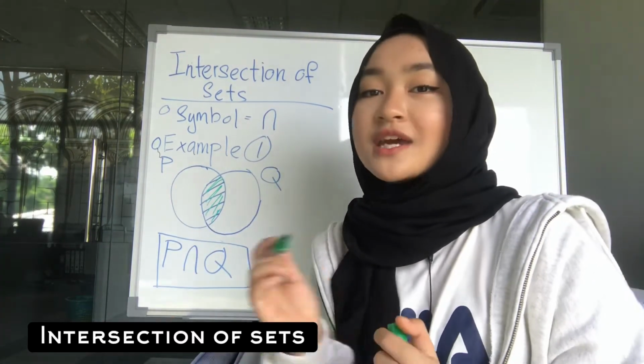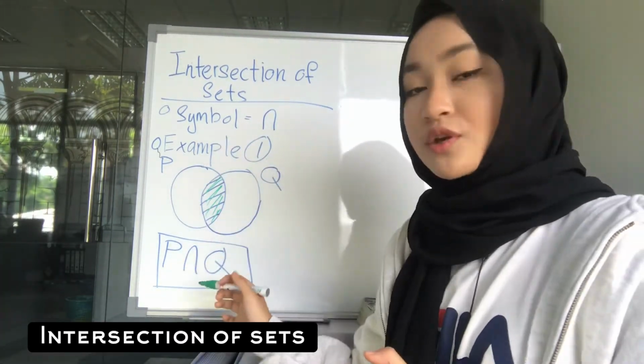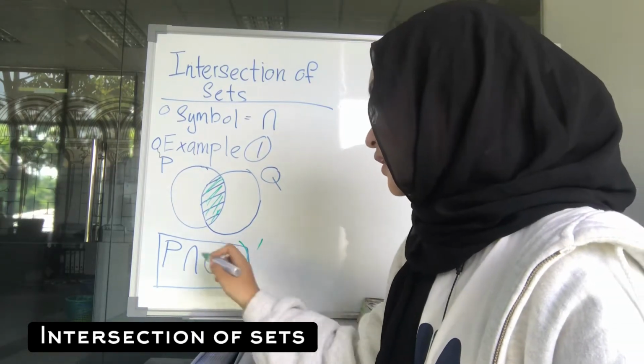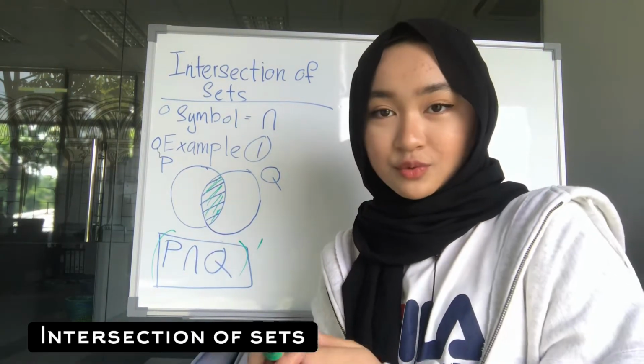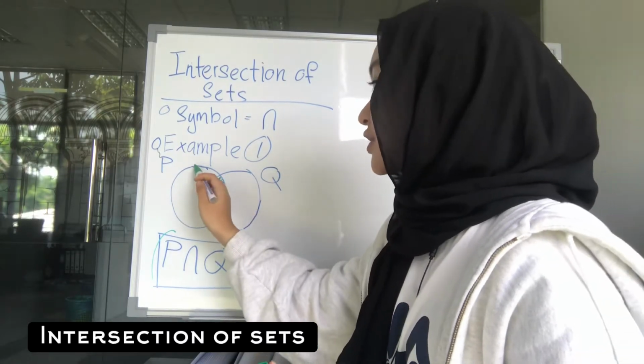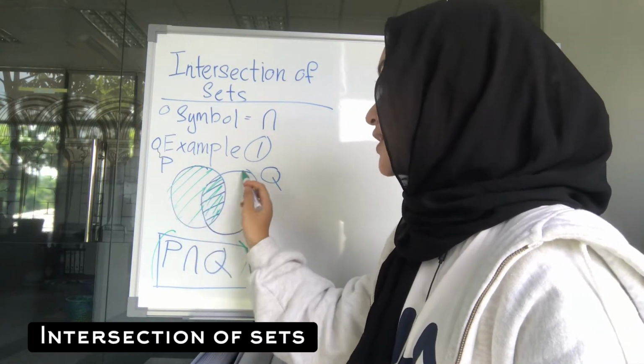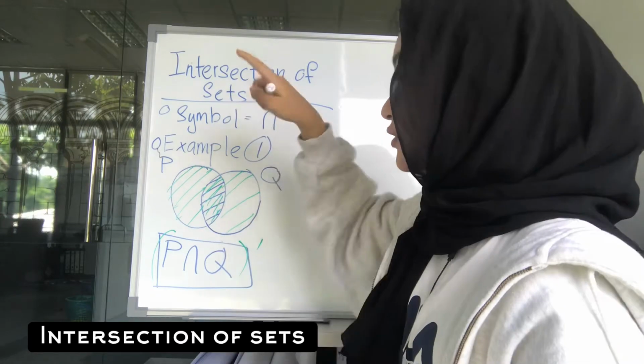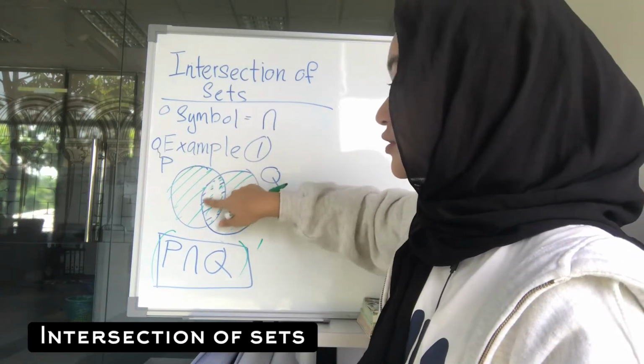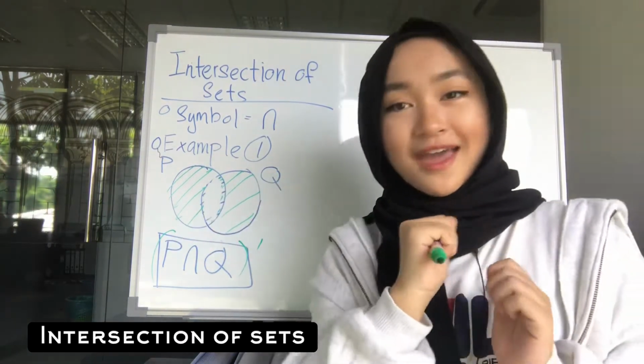While if they ask P intersect with Q but with complement, which part should we color? The part that we should color is other than the part that intersects, which is the outer part, and the middle part you don't have to color or shade at all.